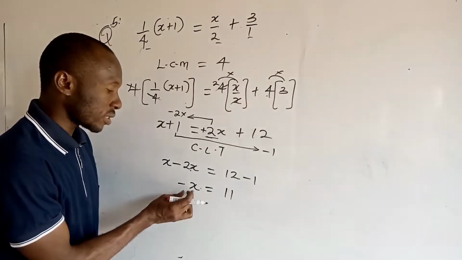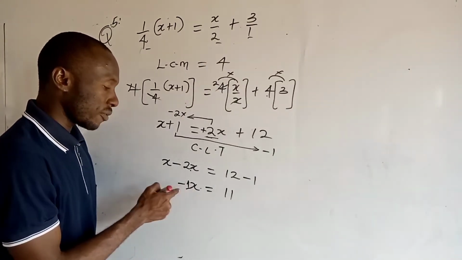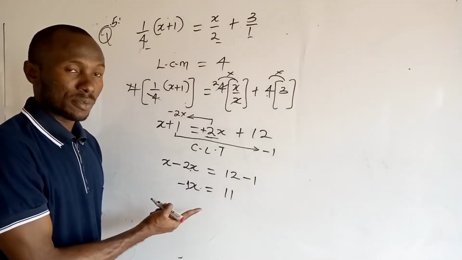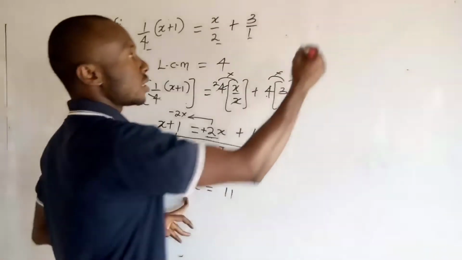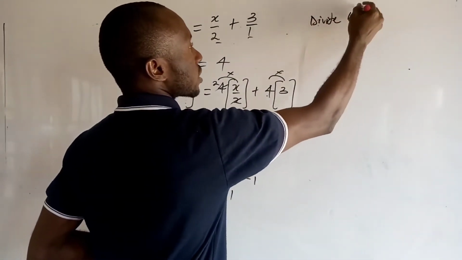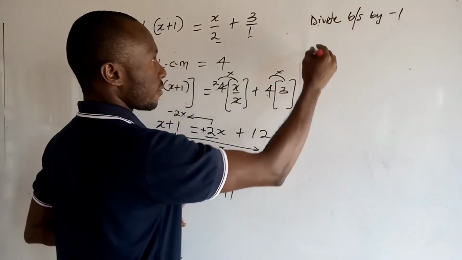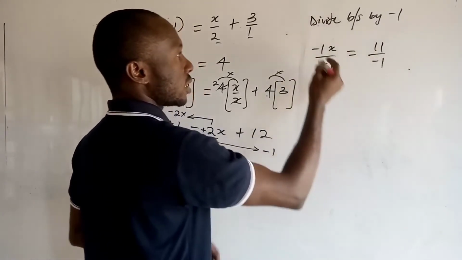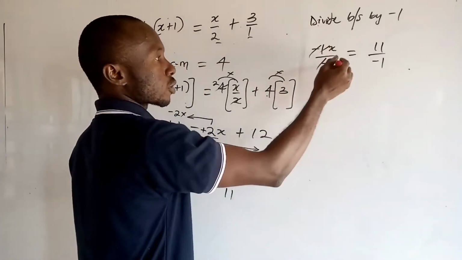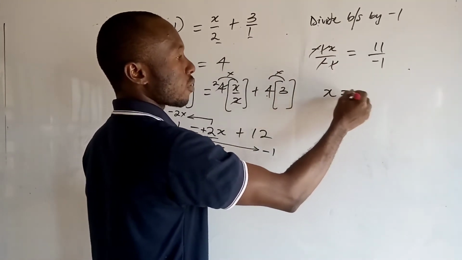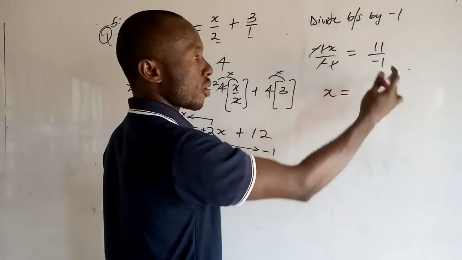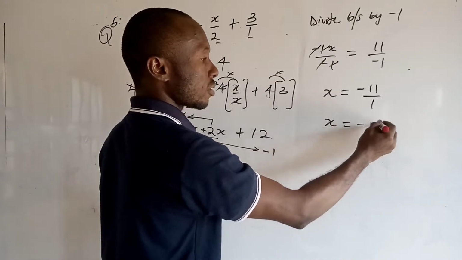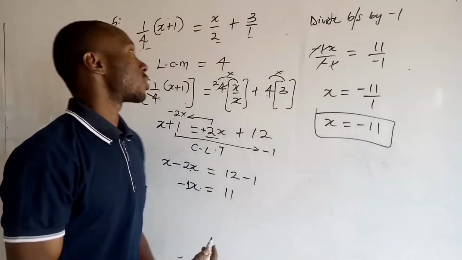So in this case, the coefficient of x here is negative 1. So I'm going to divide both sides by negative 1, or I multiply both sides by negative 1. So let me divide both sides by negative 1. So if I divide both sides by negative 1, I have negative x upon negative 1 is equal to 11 upon negative 1. The negative signs will cancel out. Of course, 1 and 1 also will cancel out. So x is equal to 11 divided by negative 1, which is the same as minus 11 upon 1. And our final answer is minus 11. So this is the answer to question number 5.